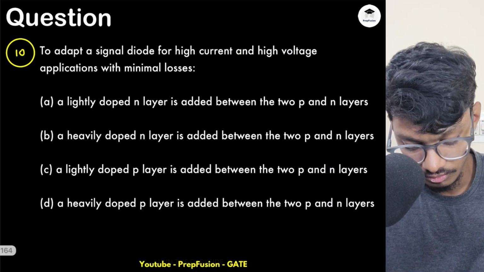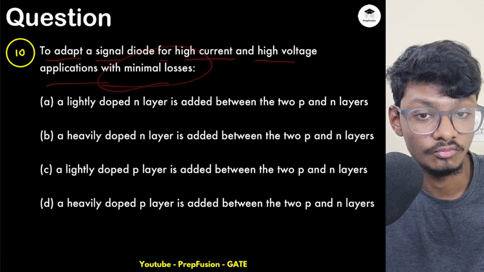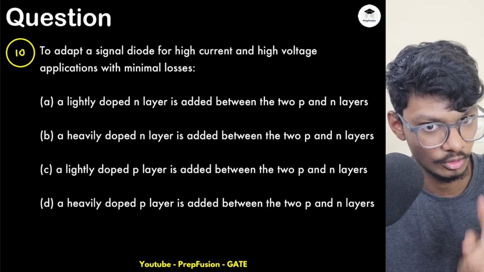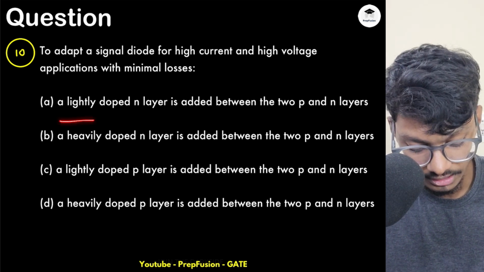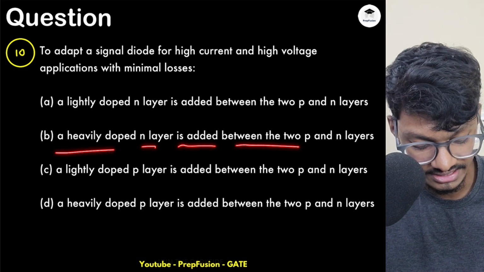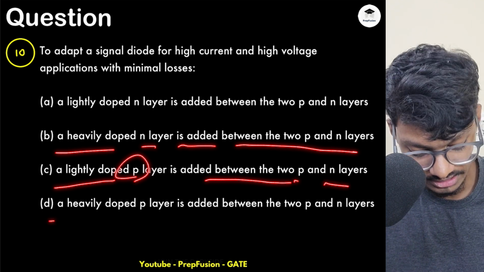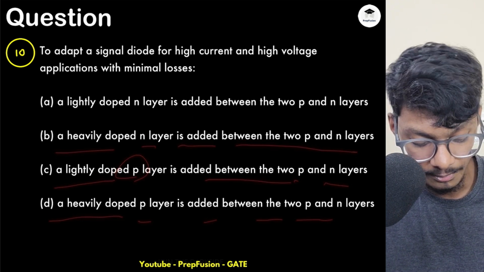Now, to adapt a signal diode for high current and high voltage applications with minimal loss, what should we do? I've taught you this in this lecture itself. The options are: a lightly doped N layer is added between the P and N layers; a heavily doped N layer is added between the P and N layers; a lightly doped P layer is added between the P and N layers; a heavily doped P layer is added between the P and N layers.